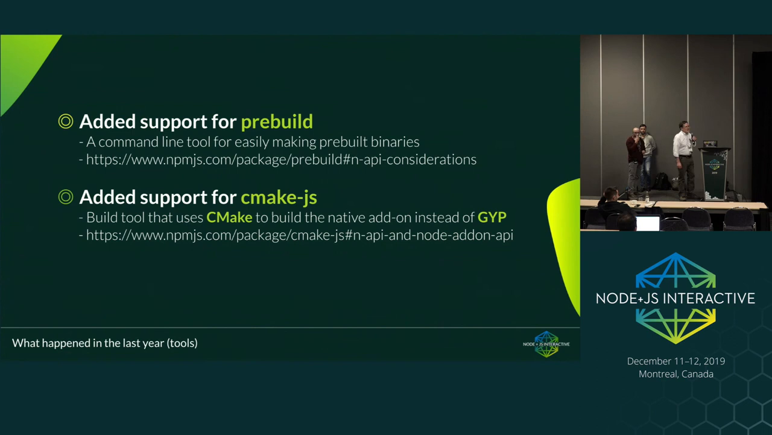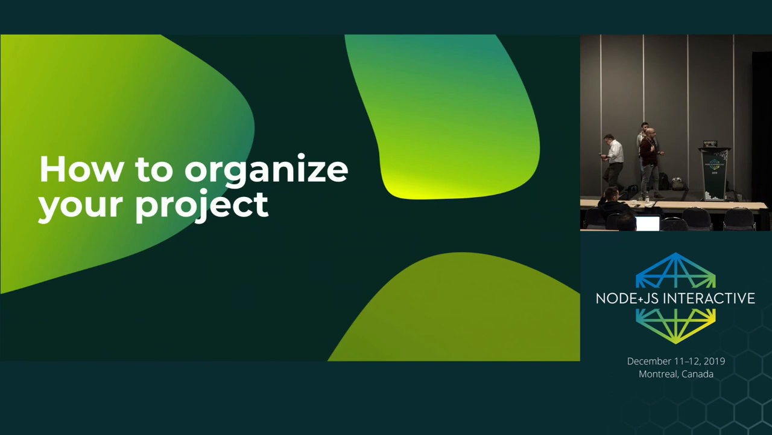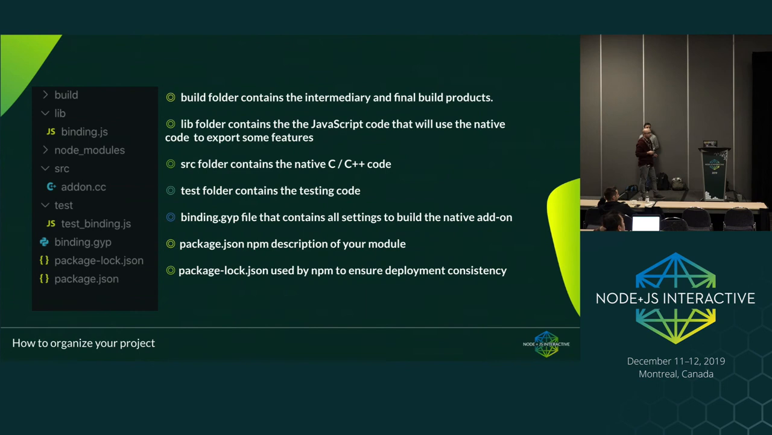Okay, so when you start a new project for a native add-on, this project will be composed of two parts, one written in JavaScript and another written in C++. And usually the C++ part will be used by the JavaScript part to expose some features. Here I reported the structure that we used in the example tutorials, and it's a normal JavaScript project, but there is something new.